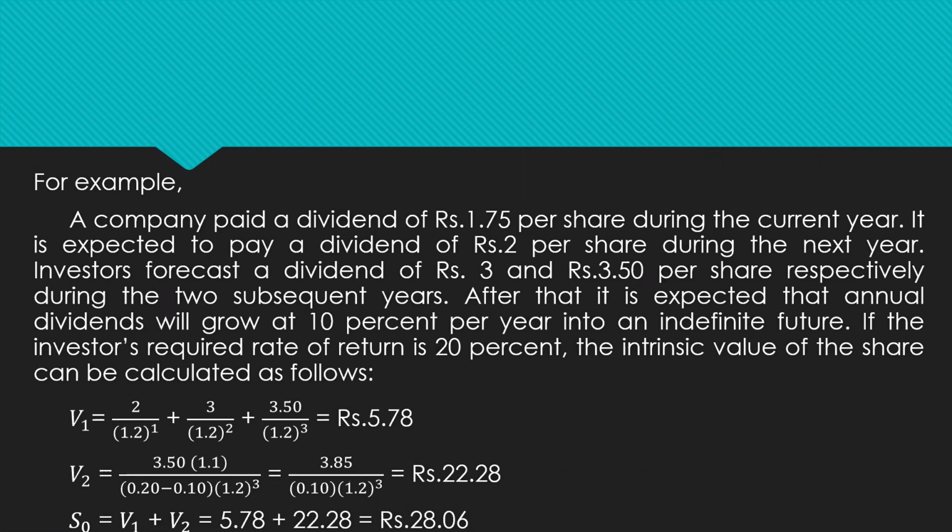It's 3.50 into, then the formula states that you add 1 plus the growth rate. The growth rate is 10%, so 1.10 or 1.1, both are the same, divided by the K value minus the G value. K value is 0.20, G value is 0.10, into (1 plus 0.20) raised to the total number of years, 3 years. So you're going to get 22.28.